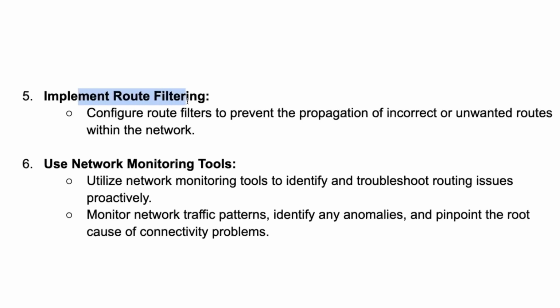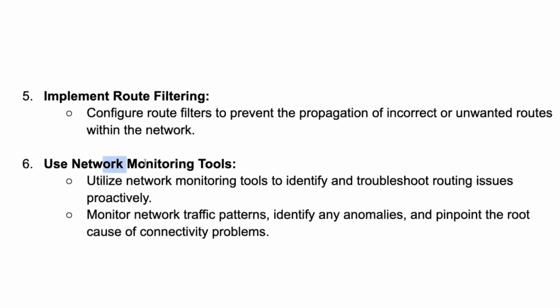Then you want to implement route filtering, which is the configuration of your route filters to prevent the propagation of incorrect or unwanted routes within your network. So filter the routes that some packets can take or should not take. Basically, that's what that means. It's kind of similar to the concept of what a firewall does, because the firewall filters traffic essentially. So you can also design your network routing table to actually filter the routes that packets can take to prevent propagation of unwanted routes within that network.